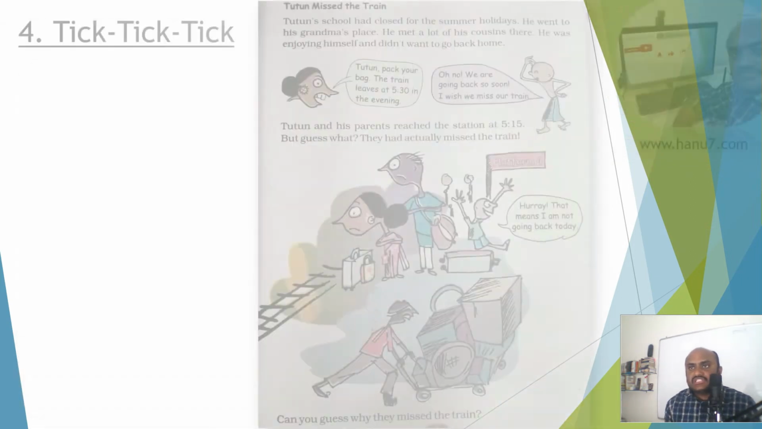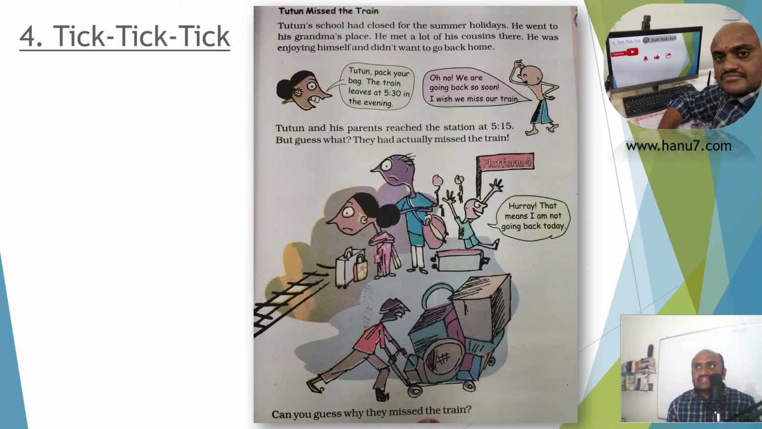Then coming to the next slide, here in this next slide, there is nothing, it's only a conversation between people here. Tutun's school has closed for the summer holidays. He went to grandmother's place along with his parents. He met a lot of his cousins there. He was enjoying himself and he doesn't want to go back.